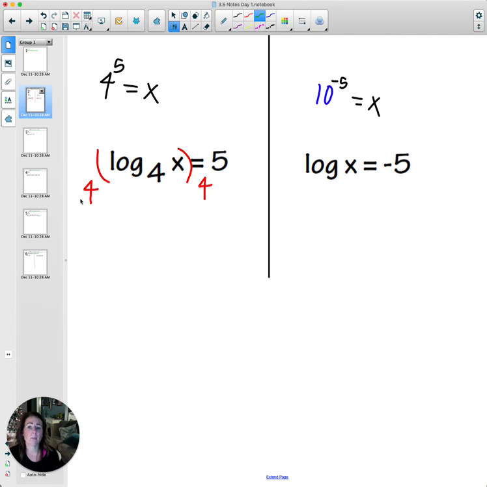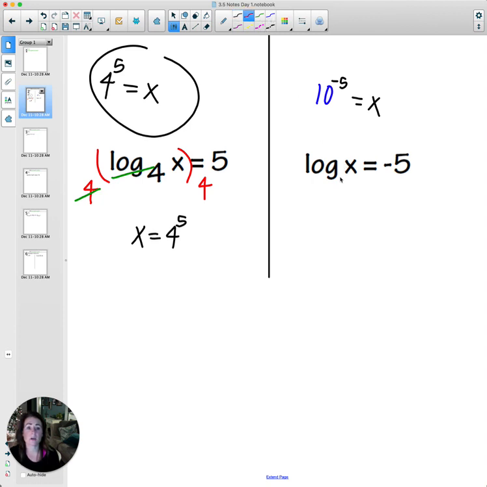Because then what happens is the exponential base 4 and the log base 4 cancel. So on this side, you're left with x. And then on this side, you're left with 4 to the 5th. Which again, if you remember, is the same as what we got writing it in exponential form.